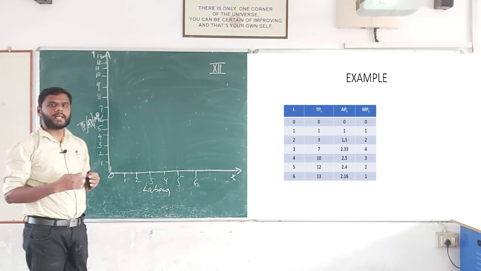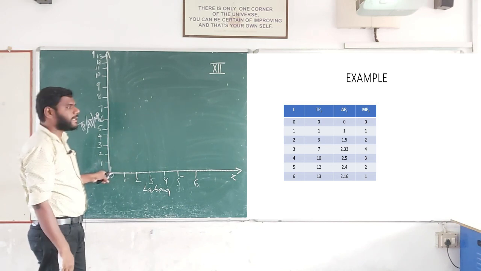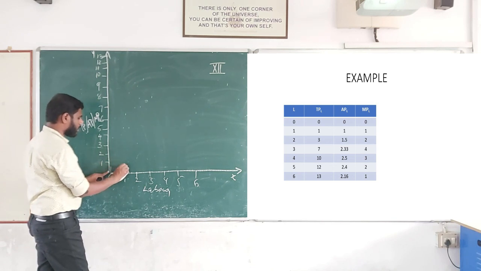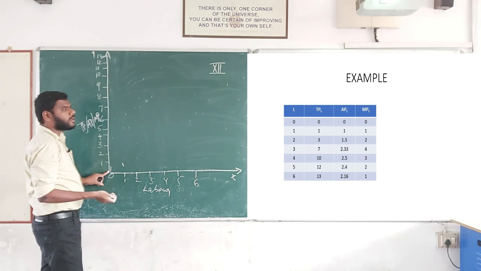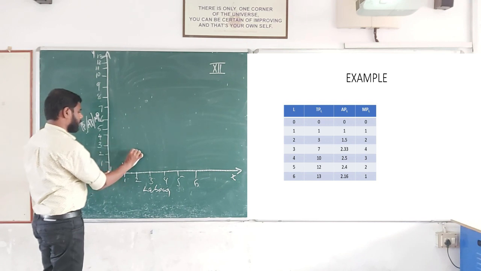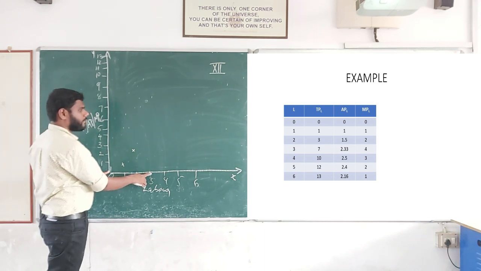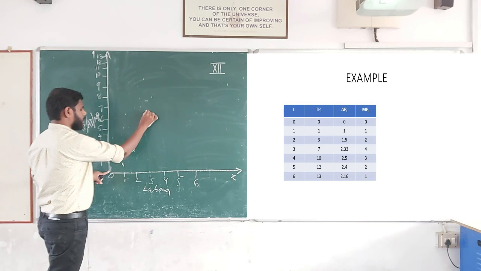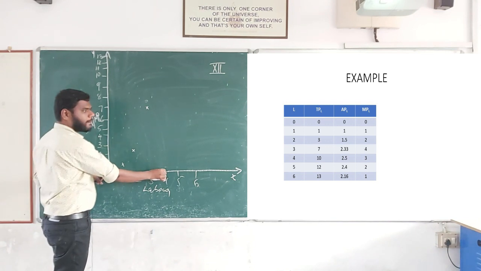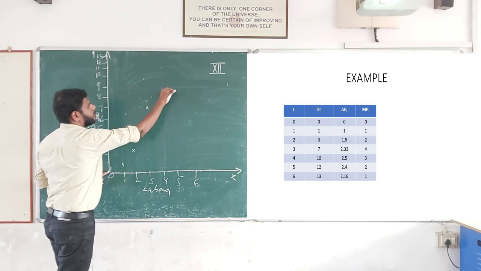Okay, first we can draw the total product. At 0 labor, total product is also 0. At 1 unit of labor, total product is 1. At 2 units of labor, the total product is 3. At 3 units of labor, total product is 7. At 4 units of labor, total product is 10.